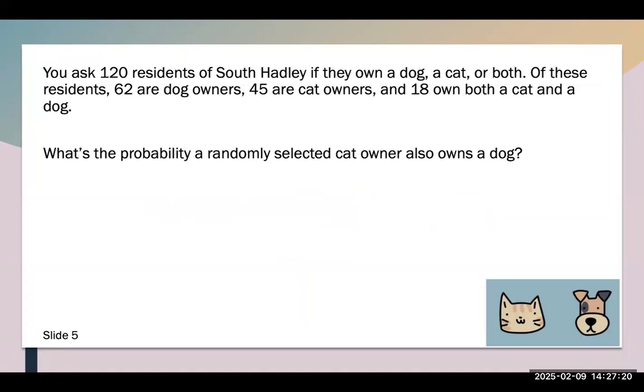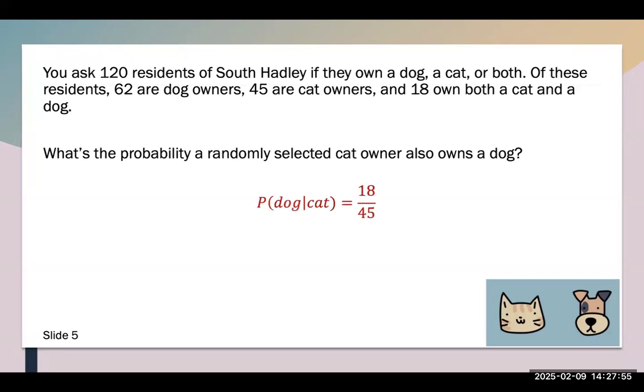All right, here's a new concept. If we randomly select a cat owner, what's the probability they also own a dog? So maybe pause the video and see if you can come up with that probability. Okay, so we know that we have a cat owner. There are 45 cat owners. And we want to know, given that we have a cat owner, what is the probability they also own a dog? So the answer here is 18 over 45.